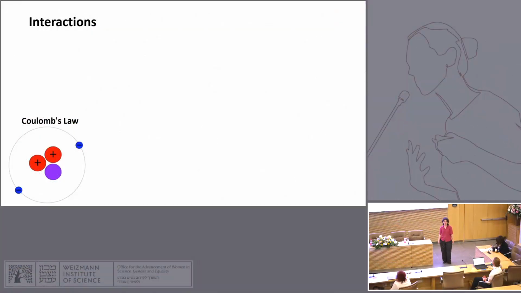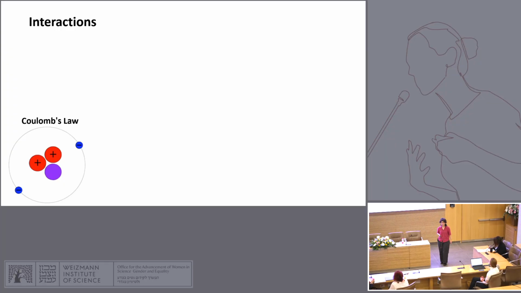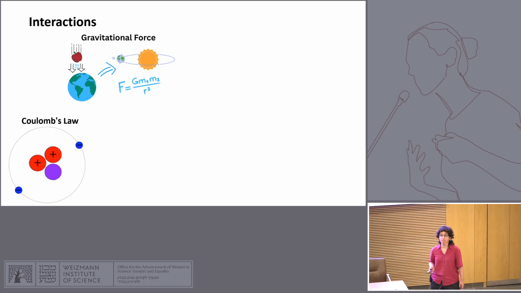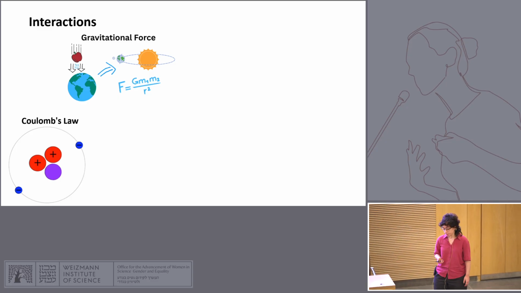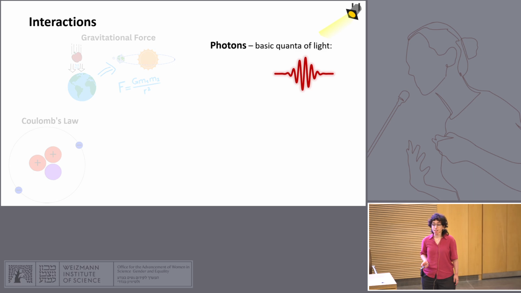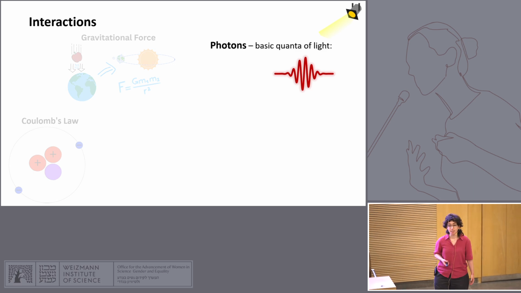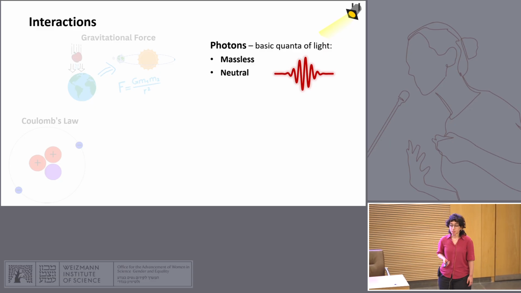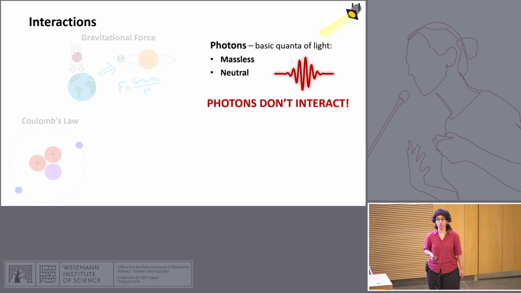Probably all of you have heard of or even work with interacting particles. They could be charged particles, positive or negative charges that attract or repel each other with a Coulomb interaction. Or it could be gravitational force that attracts the Earth to the Sun or any of you to the Earth. However, photons, the basic quanta that compose light, are massless and neutral. So they have zero mass and zero charge, and therefore they don't interact with each other.